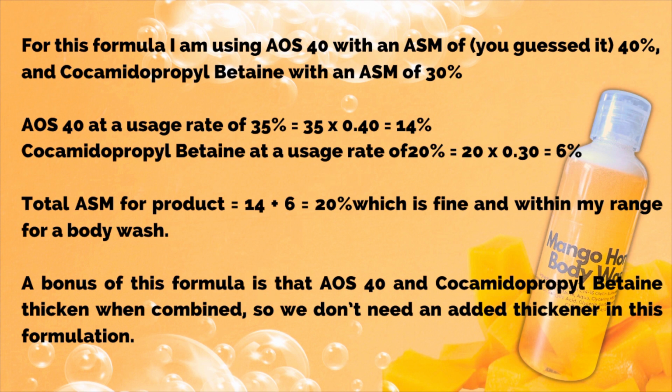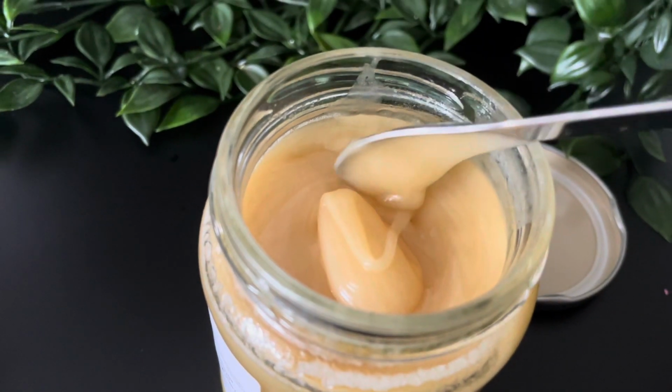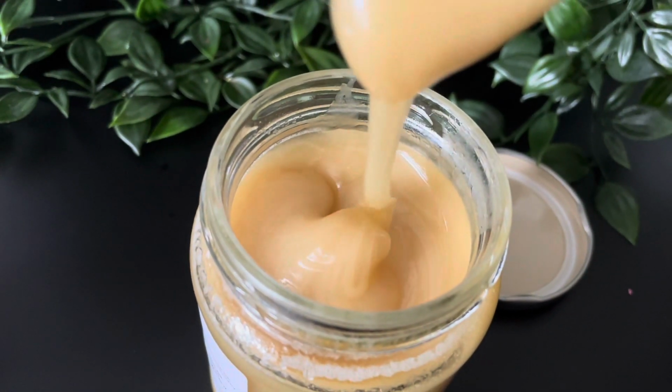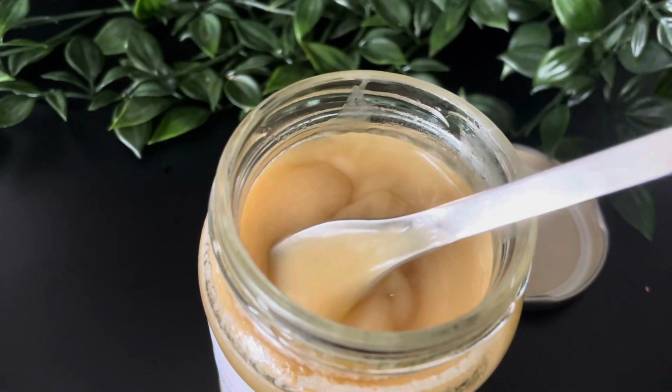A bonus of using AOS 40 and cocamidopropyl betaine is that they thicken when they're combined, so we don't need to add another thickener in this formulation. Of course you can if you want to thicken it further, but I find that this ratio is sufficient. You can of course always up the surfactants to make it thicker or lower them to make it thinner as well. Basically, the star of this body wash is the honey. When combined with a reasonable glycerin percentage, it offers a gorgeous humectant property that leaves your skin feeling amazingly soft. So let's get on with making it.